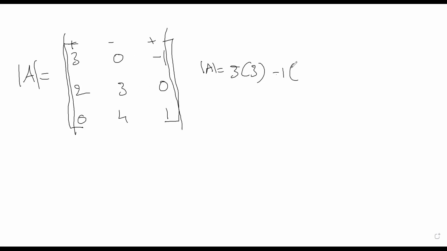You need not touch the 0 part. So minus 1 into 8, since 4 into 2 is 8. The 0 part is over; 0 into anything is 0, you need not touch that. So this is 9 minus 8, which is 1. Again, det A you got 1.